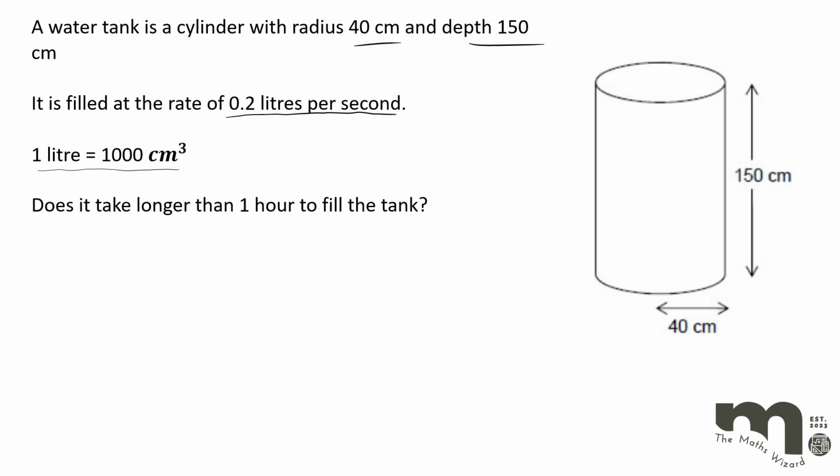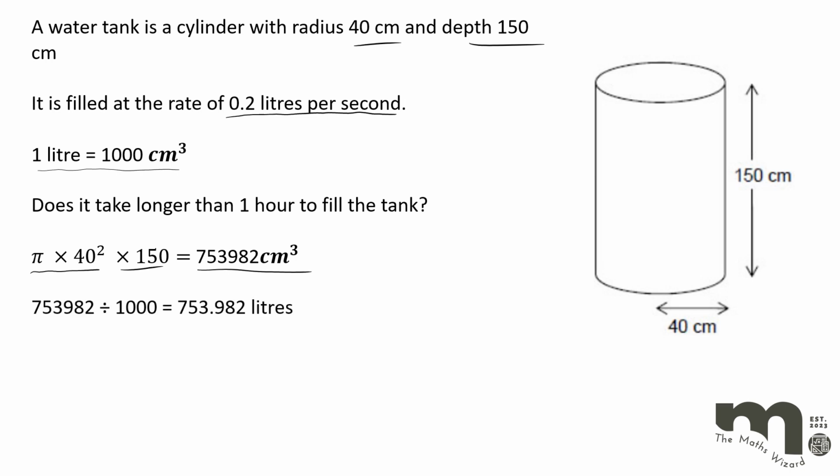Okay, the first step then is to do pi times 40 squared times 150. So this part here will give you the area of the circle on top of the cylinder. If you times it by 150, that will give you its volume. So you've got 753,982 centimeters cubed. If we divide that by 1,000, that will turn that into liters. So we've got 753.982 liters.